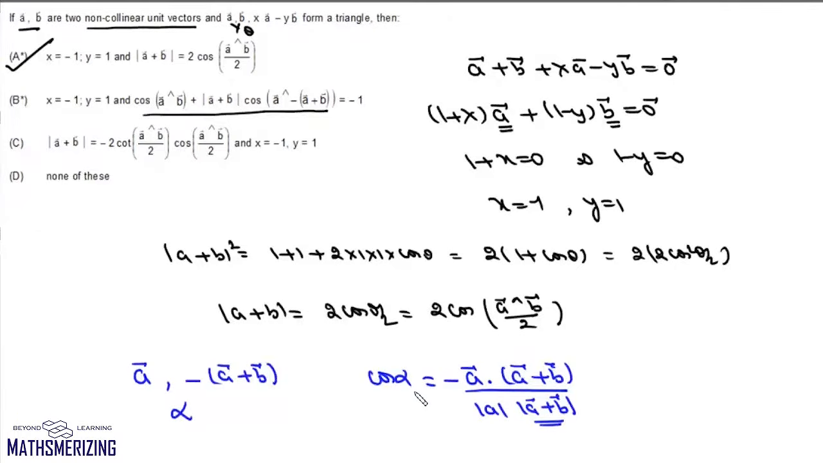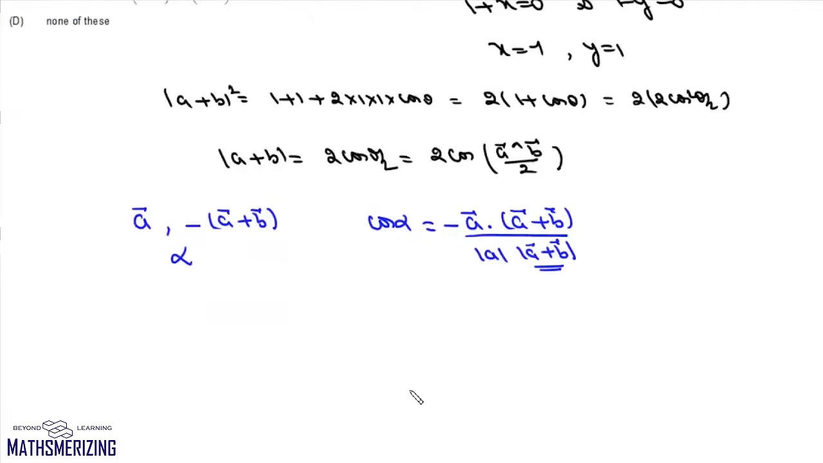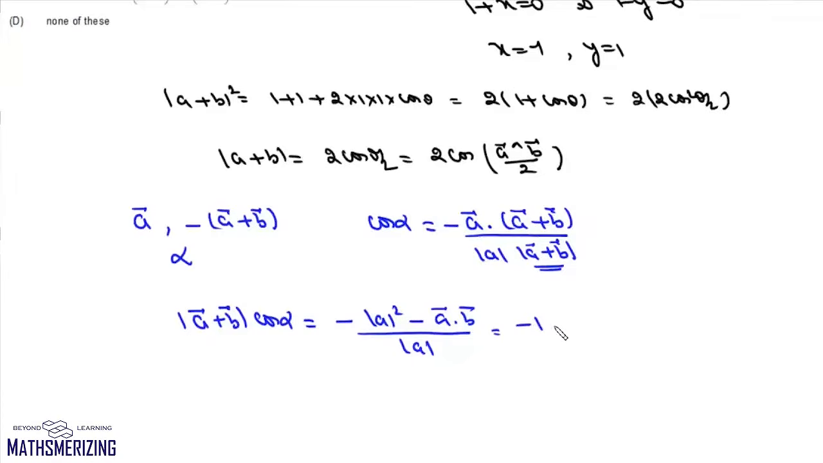Now we'll take mod of A plus B cos alpha. We can write mod of A plus B cos alpha will be equal to minus mod of A square minus A dot B upon mod of A. Now mod A is 1, so it will be 1, and then minus A dot B is AB cos theta, so it will be simply cos theta, and theta is the angle between A and B. So we can write this as minus 1 minus cos of the angle between A and B.